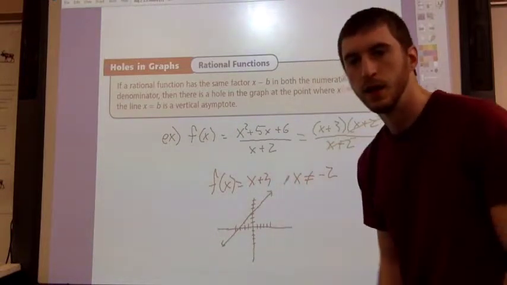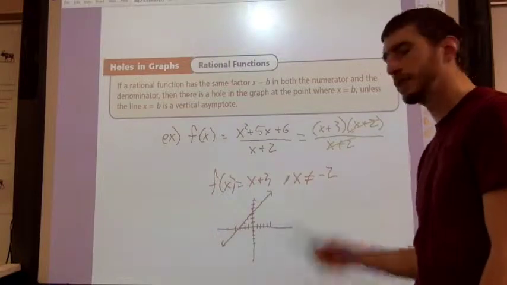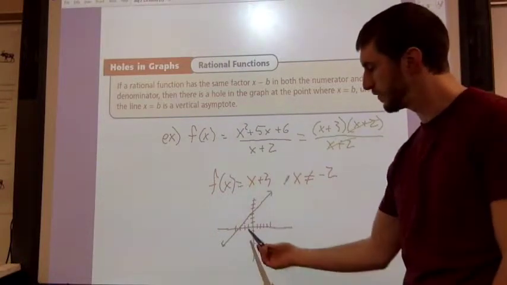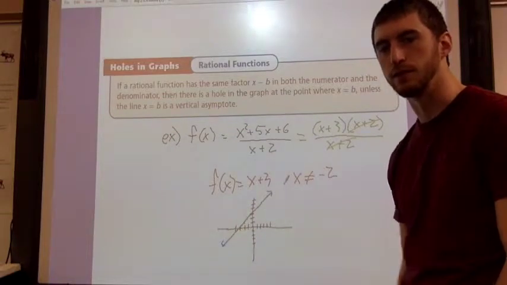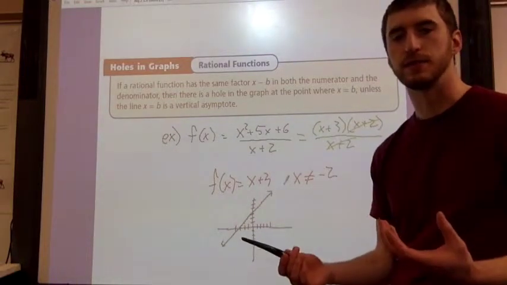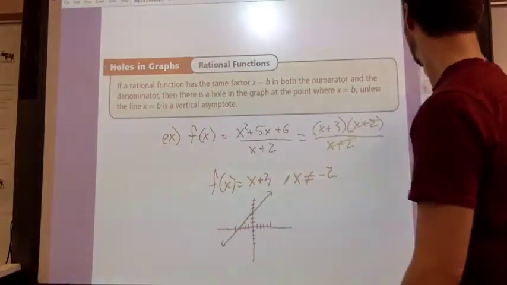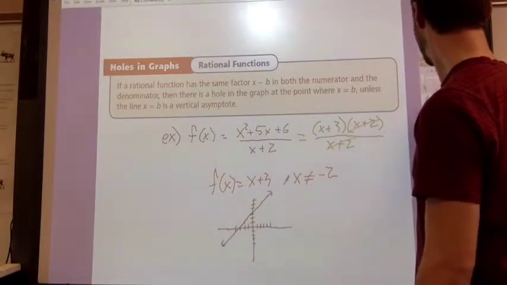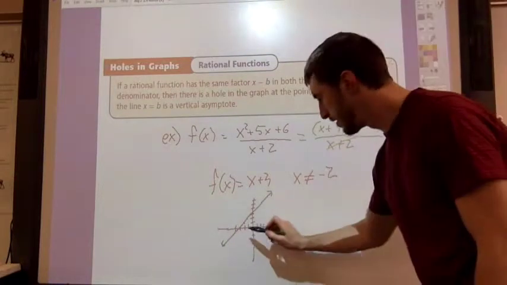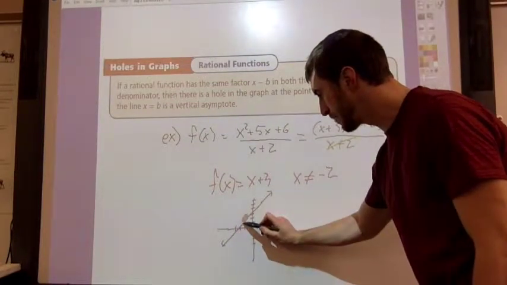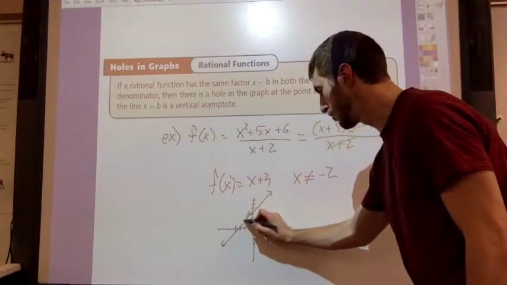Nice and easy, but x cannot equal negative 2. So at this value right here, at x equals negative 2, what this actually means is that the graph doesn't exist there. There's a hole. Okay? So if I were to draw this more accurately, at this very tiny infinitesimal point in the graph, there's a hole right there.